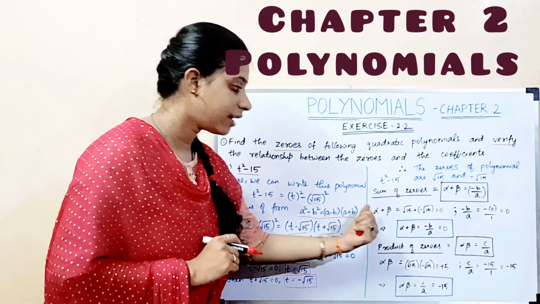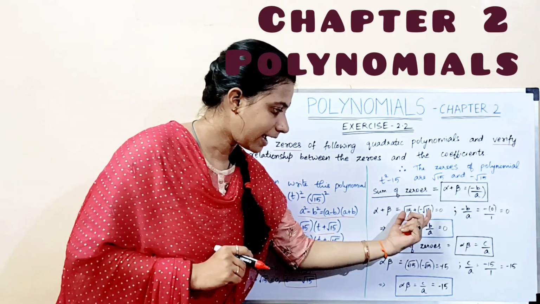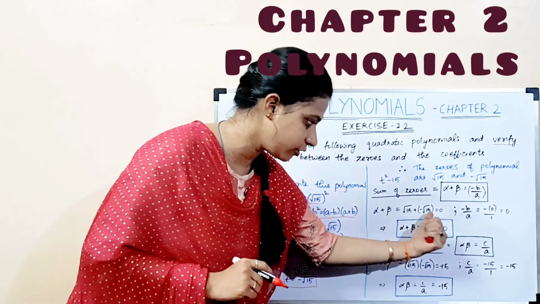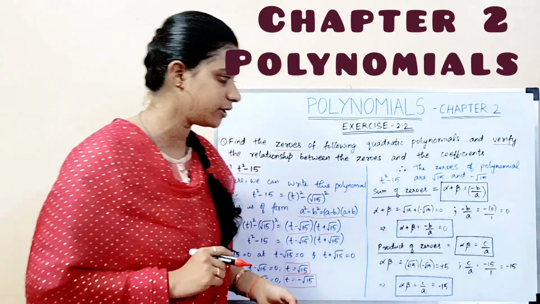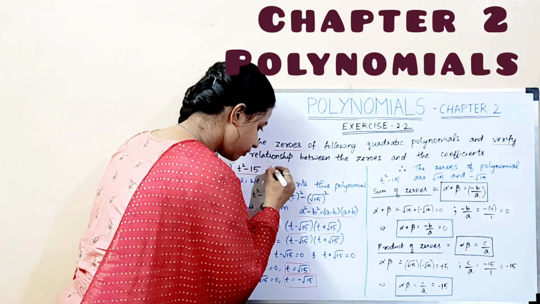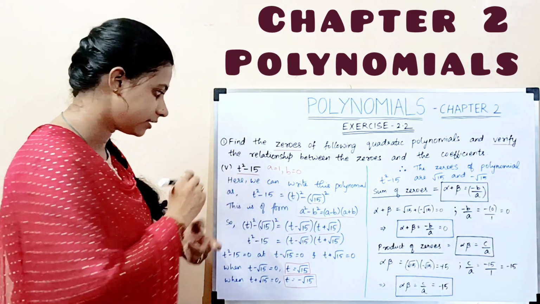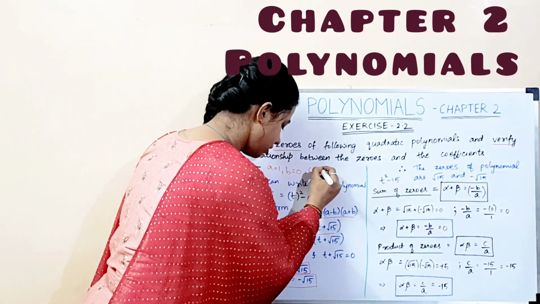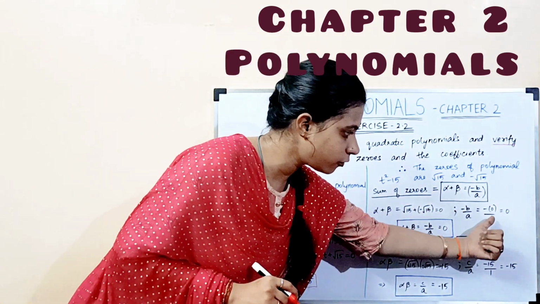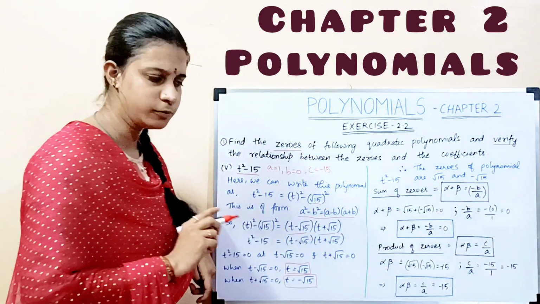Sum of the zeros alpha plus beta is root 15 plus minus root 15. While adding two values of opposite signs and the same value, we get 0. That is root 15 plus minus root 15 is 0. Now coming to minus b by a, here we get a is equal to 1, b is equal to 0 since the middle term is absent, and c is equal to minus 15. So minus b by a is minus 0 by 1, that is 0. So alpha plus beta equal to minus b by a is equal to 0.